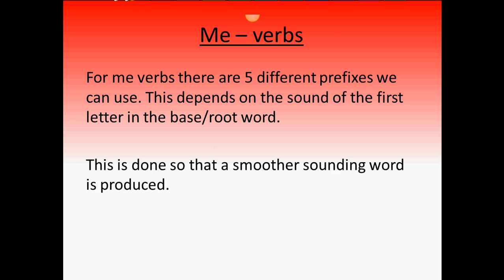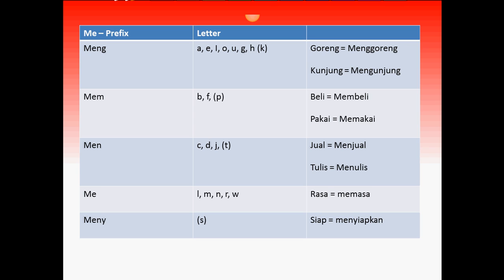Now, with me verbs, there are 5 different prefixes we can use. Okay, and this depends on the sound of the first letter in the base or the root word. This is done so that when we say the Indonesian word, it just comes off sounding much smoother. Lots of languages do this to help with the sound that we produce. Indonesian is one of them.